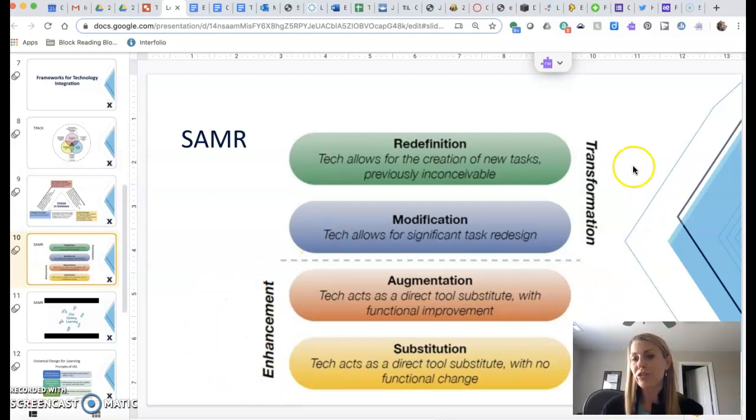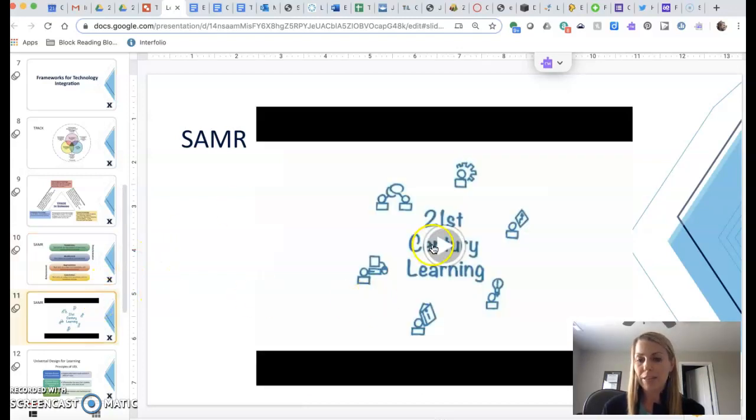And then we have over here transforming, which is modification. The technology allows for significant task redesign. And then finally is redefinition. The technology allows for the creation of new tasks previously inconceivable. So let's take a moment to see what that means.